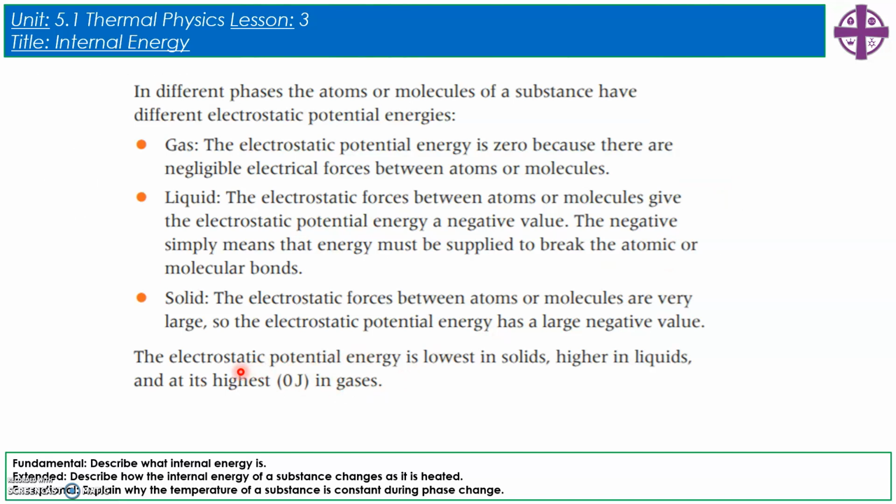But how is it highest in gases when it's 0 joules? Well, it's because in solids and in liquids, we define the electrostatic potential energy as being negative. So here you can see in a solid, the electrostatic potential energy has a large negative value. If this is a very large negative value, let's say minus 1,000, 0 is higher than minus 1,000. I know it's a bit confusing, but you'll see why we do it like that once we do fields.